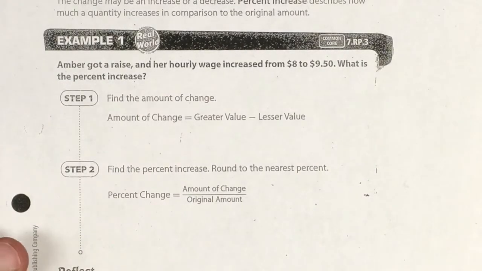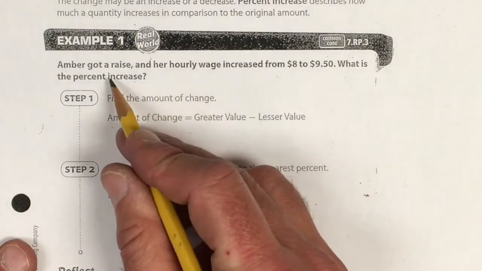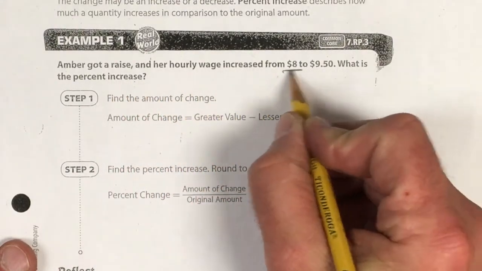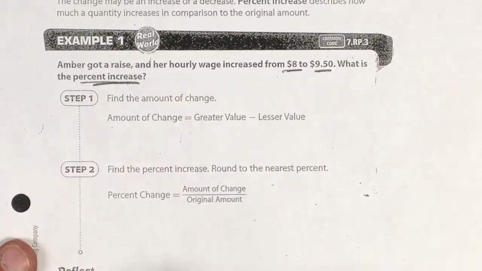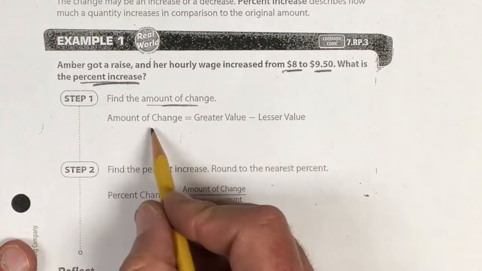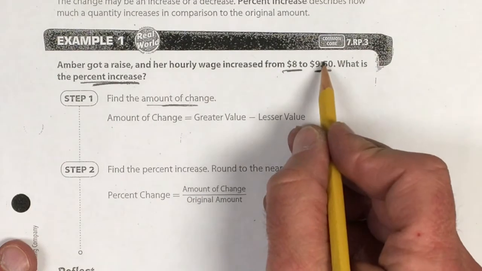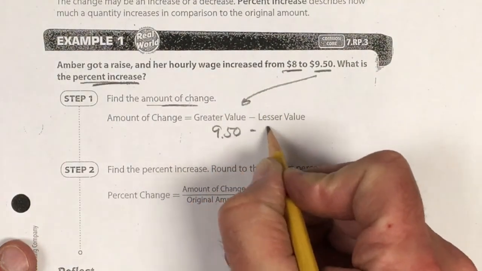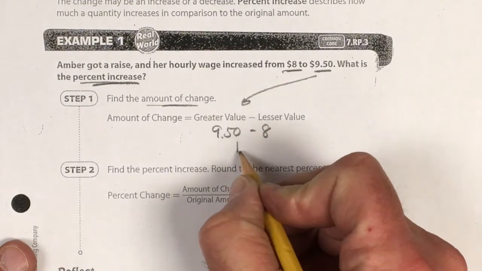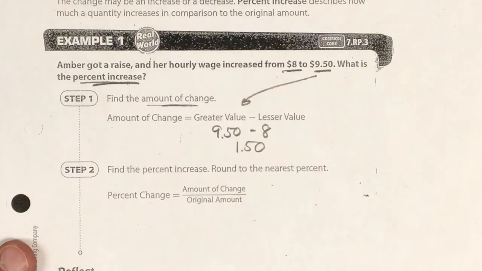In example 1, this is about Amber, who got a raise and her hourly wage increased from $8 to $9.50. We want to figure out the percent of increase. So to find the amount of change, you subtract the greater value minus the lesser value. So $9.50 minus $8 would be $1.50. That's the amount of increase.